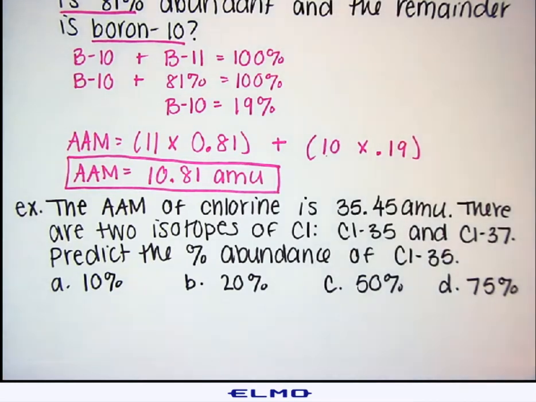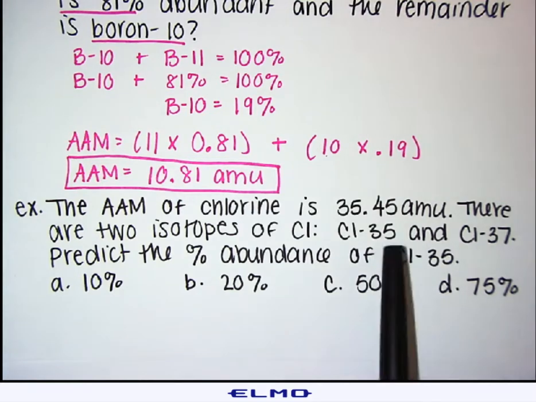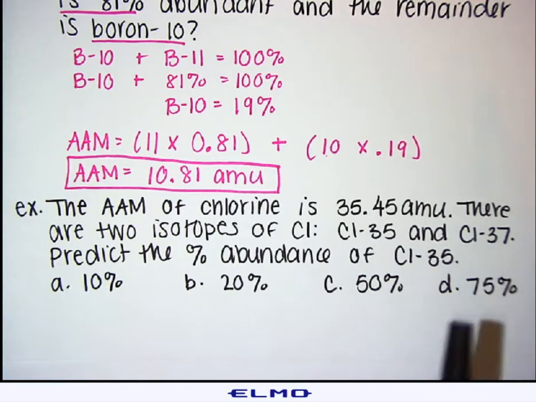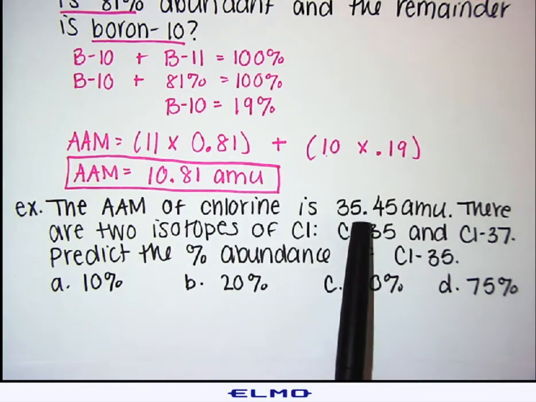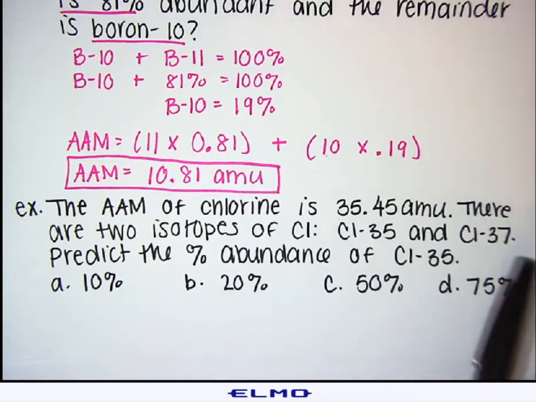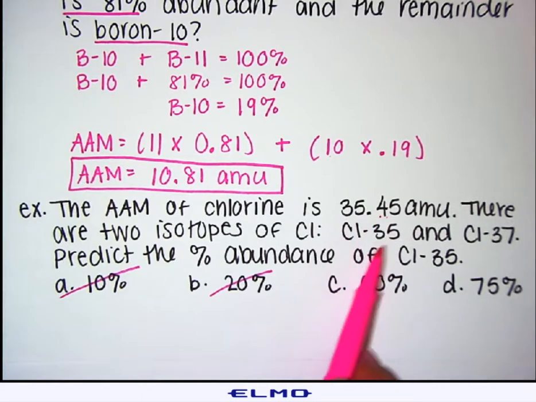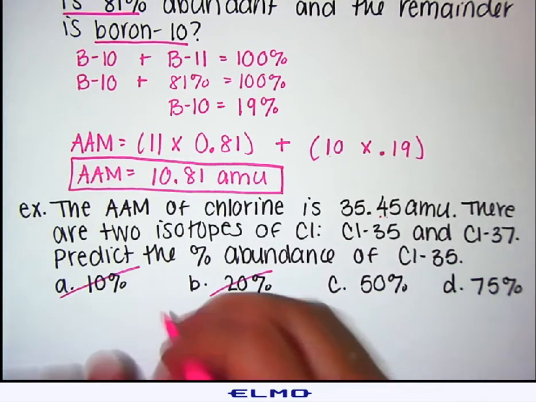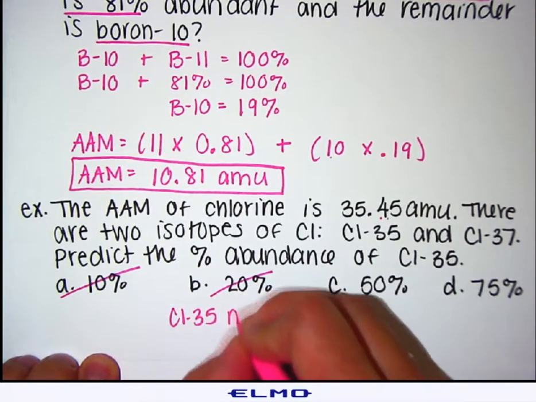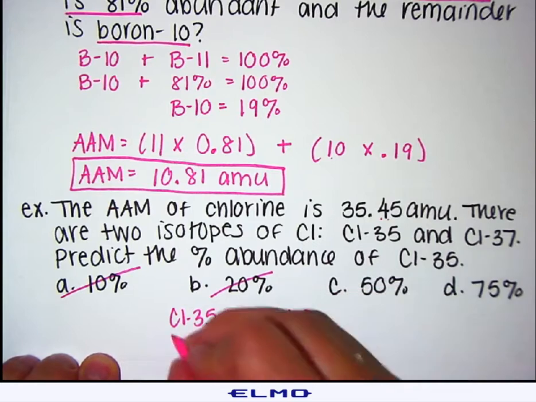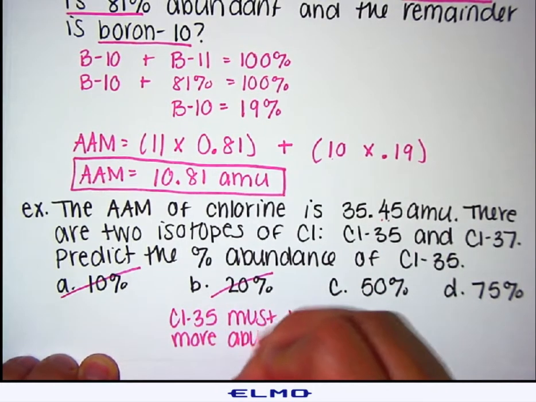So students tend to struggle with these questions because there's not really anything we can do to calculate this. We just have to think about the math. So I have 2 isotopes, chlorine 35 and chlorine 37. We know that chlorine 35 has to be more abundant because the average is closer to 35 than it is to 37. So right away, we can get rid of A and B. Since my average is closer to 35 than it is to 37, we know that chlorine 35 must be more abundant.